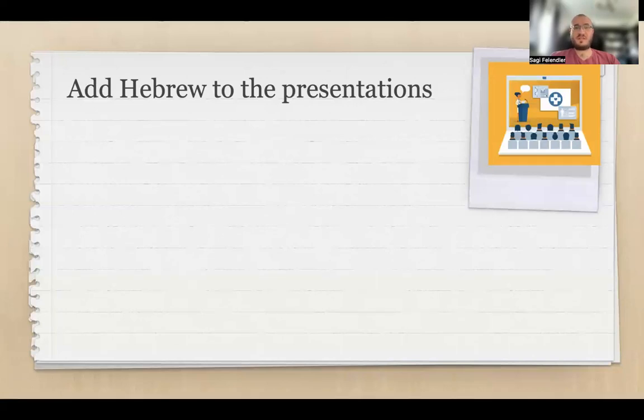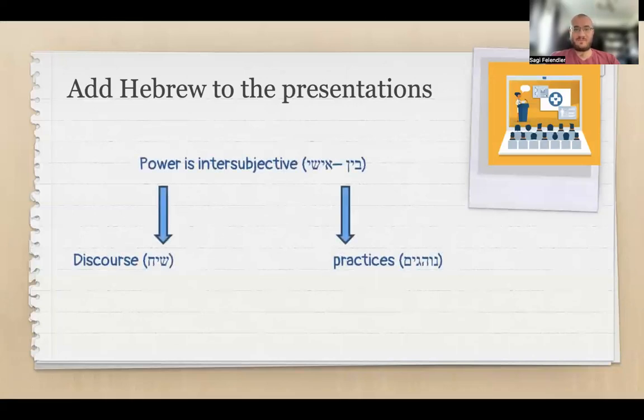So one of the things you can do is simply add a little bit of Hebrew into the presentation or the presentation slides when important words or key terms appear. As in the example here, for example, if I want to talk about, let's say, power and sociology, and say that it's intersubjective, and that it's intersubjective because it depends on discourse and on practices, I may wish to put after intersubjective, discourse and practices the Hebrew translation for the word.